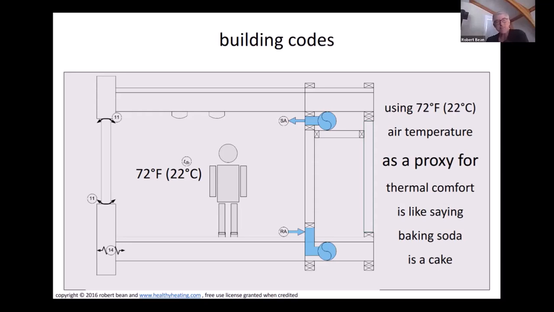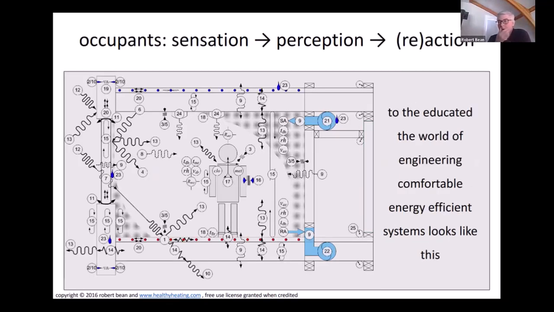And even to this day, after all the decades of work that we have done, and we know and we apply the standards, people still will use air temperature as a proxy for thermal comfort. And it's not, it's like saying baking soda is a cake. We simply need to pay attention to all of the metrics, including what we're here today to talk about, which is the local discomfort factors. So the building codes want us to think about compliance as a very simple metric, 72 degrees Fahrenheit, but the people in the buildings don't experience it in that simplified way.